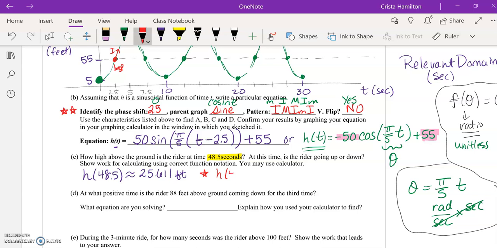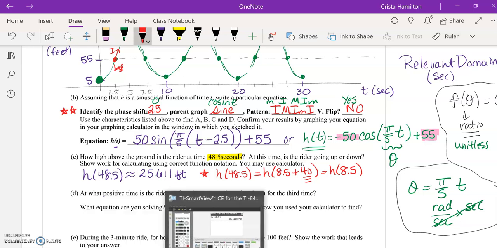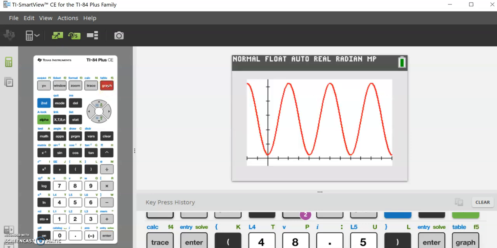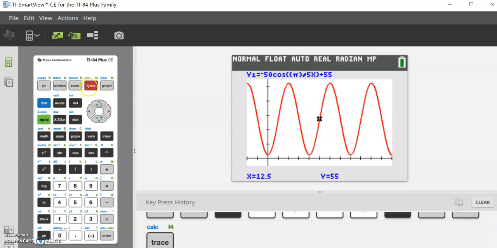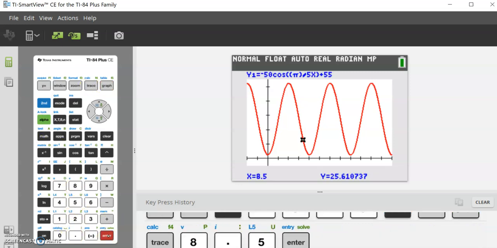So if I was looking for h of 48.5, what I could do instead is take out all the repeats and back myself up to maybe the first fundamental period. Since it repeats every 10 seconds, we can break this up as 8.5 plus 40, and then we can take out all the repeating patterns, and it would be the same as h of 8.5. And so what that would do for me is if I go back to my calculator, on the graph, you can only trace in the window that you have. So if I hit trace and now type in 8.5, because it has the same value, you notice that I get the same 25.611 that we had before.